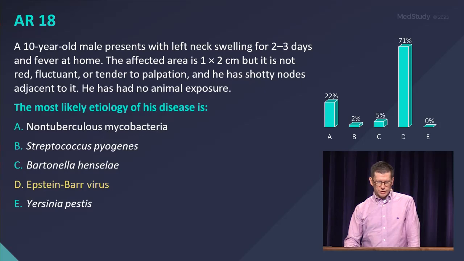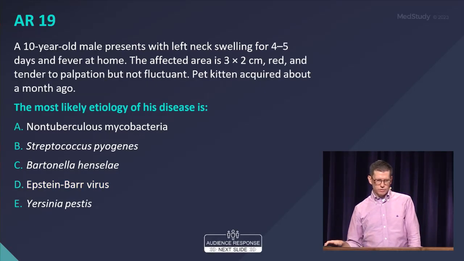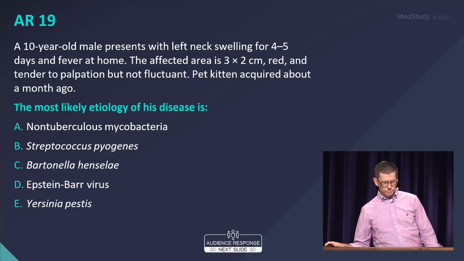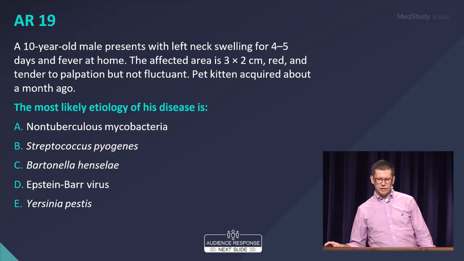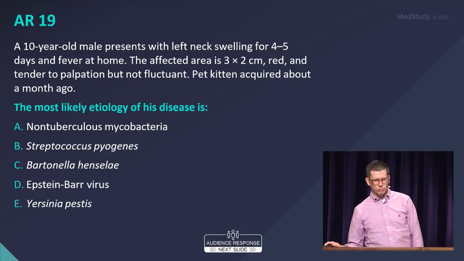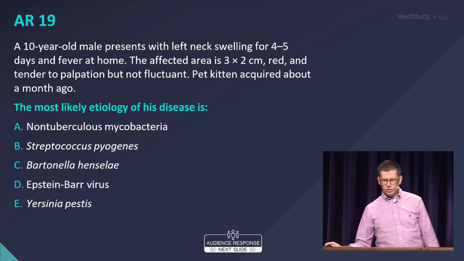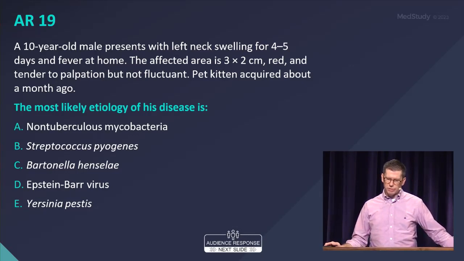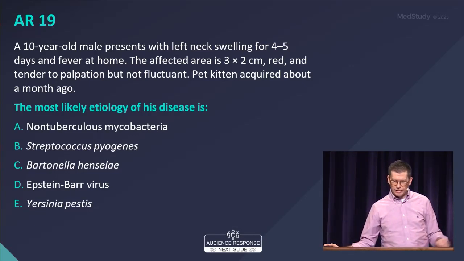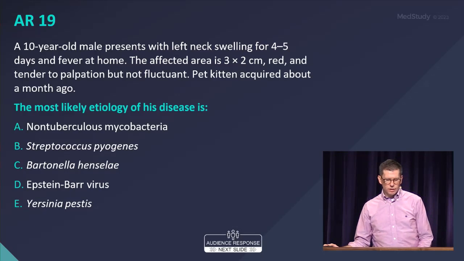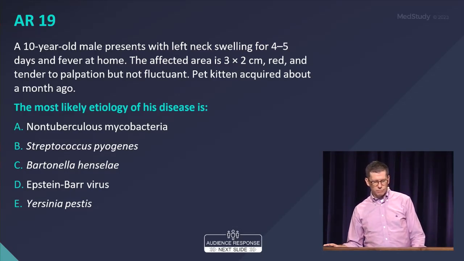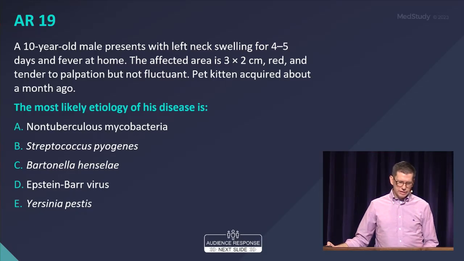So we'll continue in this flow for question 19. A 10-year-old male presents with left neck swelling for 4 to 5 days and fever at home. The affected area is 3 by 2 centimeters, red, and tender to palpation, but not fluctuant. A pet kitten was acquired about a month ago. The most likely etiology of his disease is A, nontuberculous mycobacterium, B, strep pyogenes, C, Bartonella henselae, D, EBV, or E, Yersinia pestis.